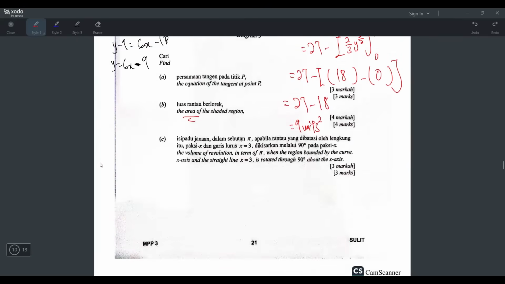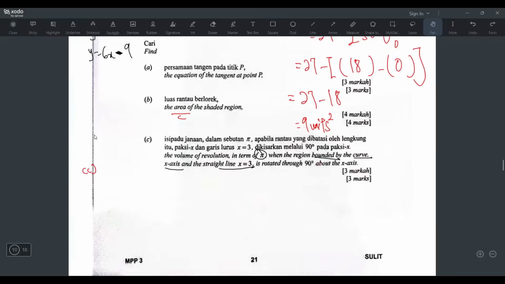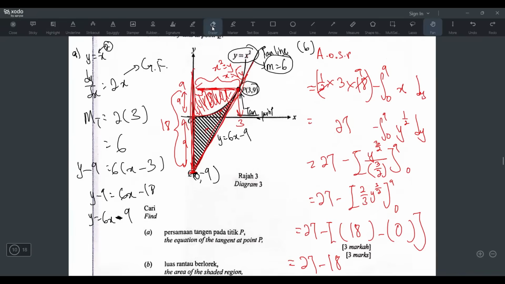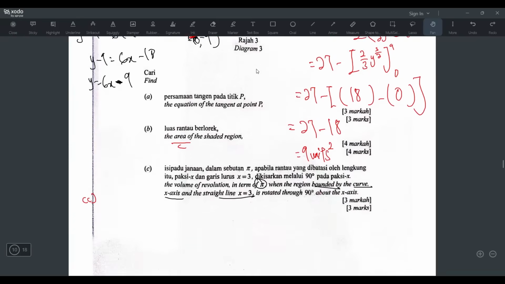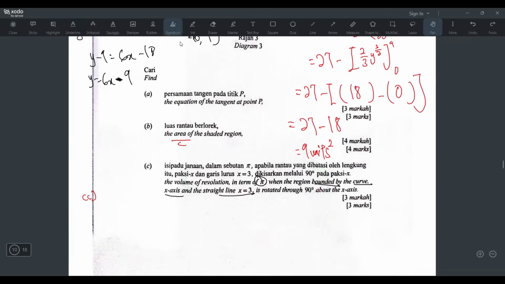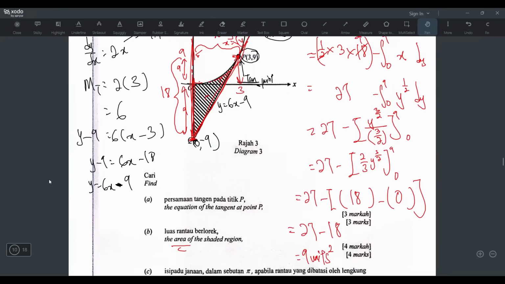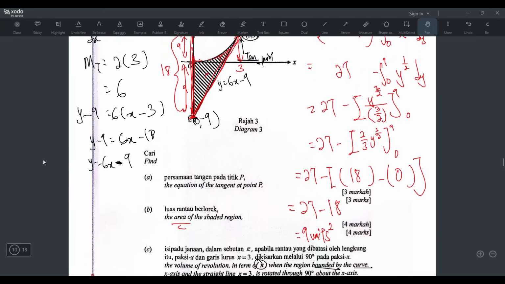All right. C says find the volume of revolution in terms of pi when the region bounded by the curve, x-axis and straight line x equals 3 is rotated 90 degree about the x-axis. Okay, they want to find the volume, but I don't think they want the volume of the shaded region. If they wanted the volume of the shaded region, they would say so, but they never said that. They said region bounded by curve, x-axis and straight line x equals 3. It means this is another region. And we need to find out where this region is now.